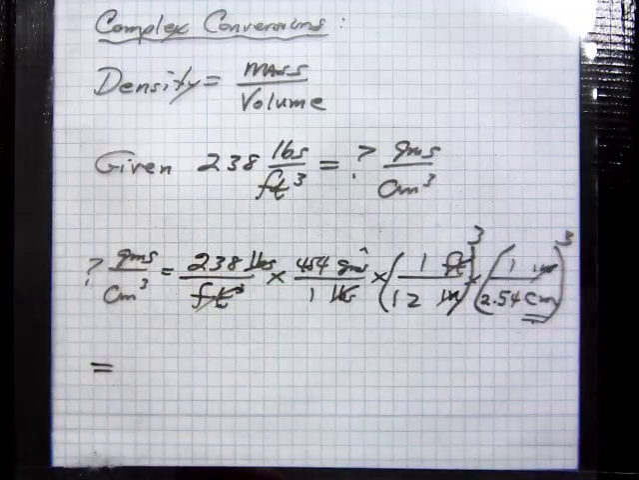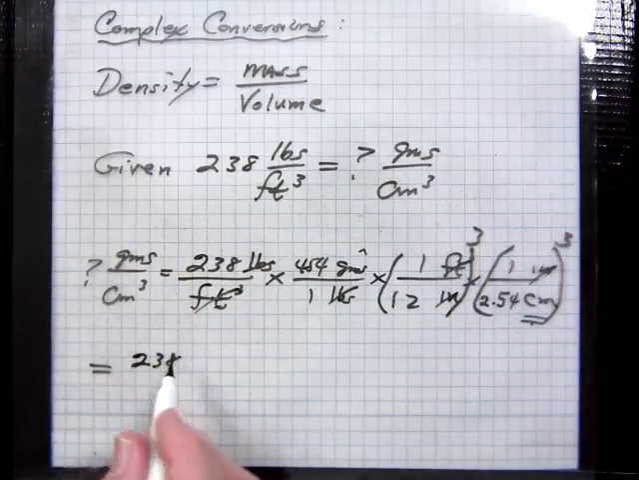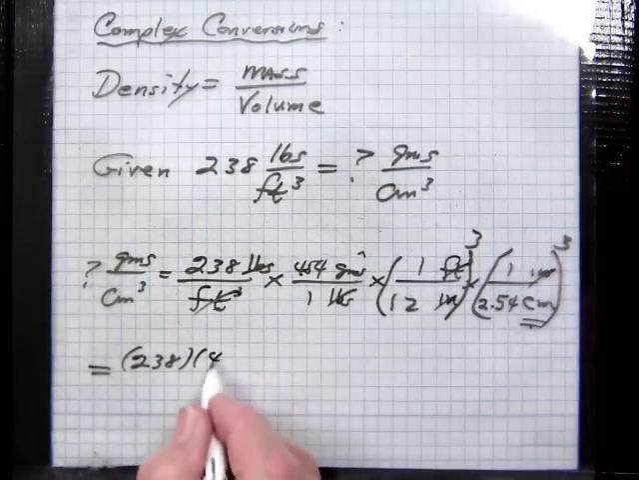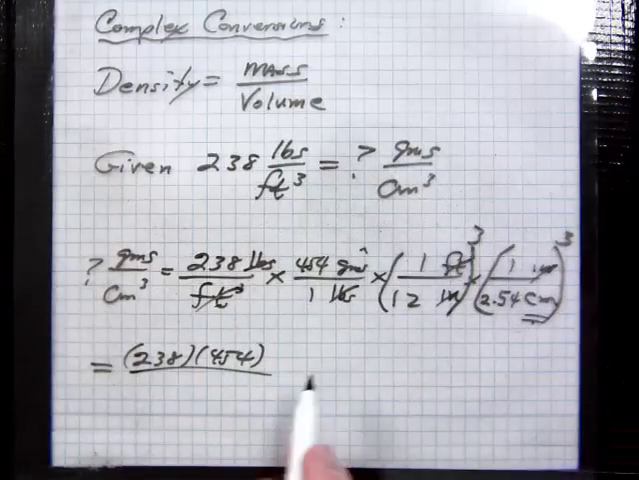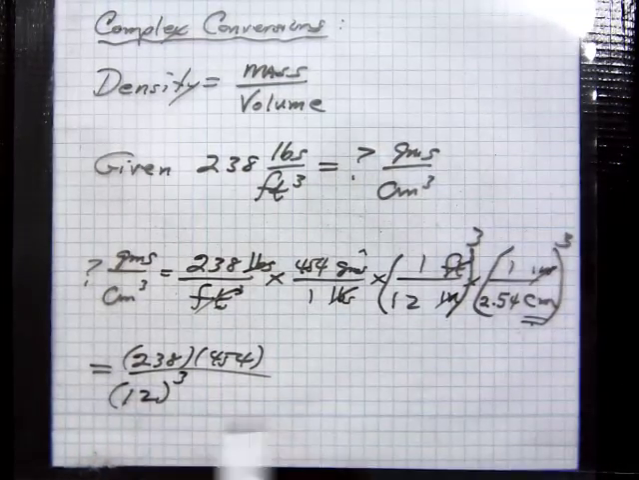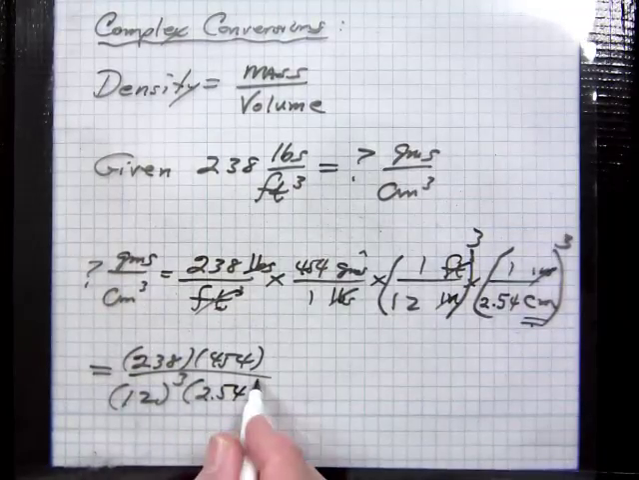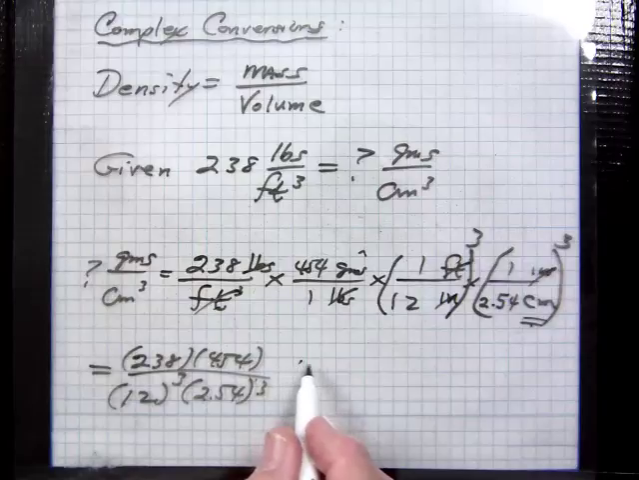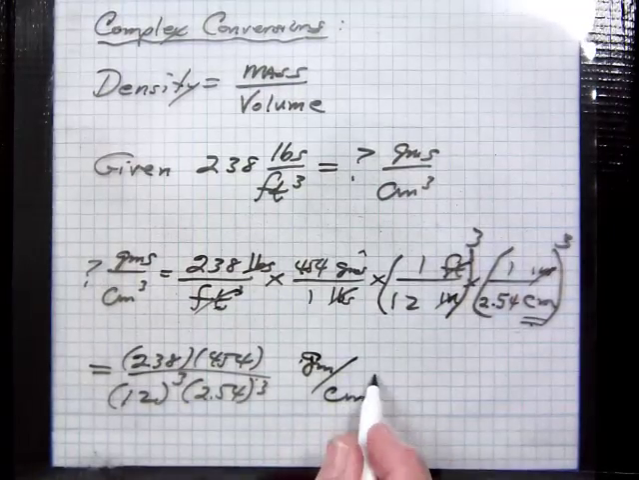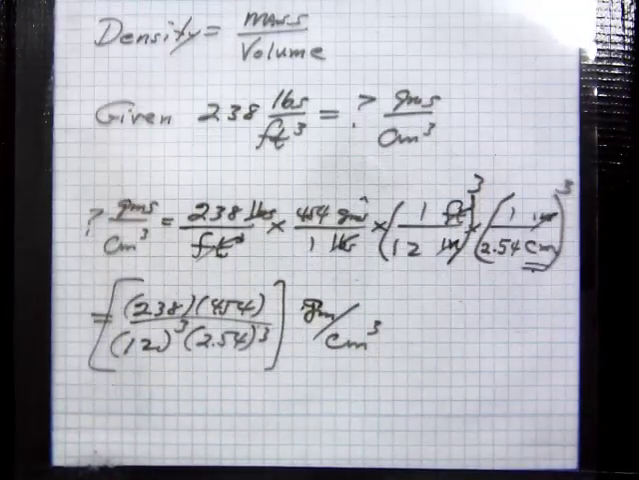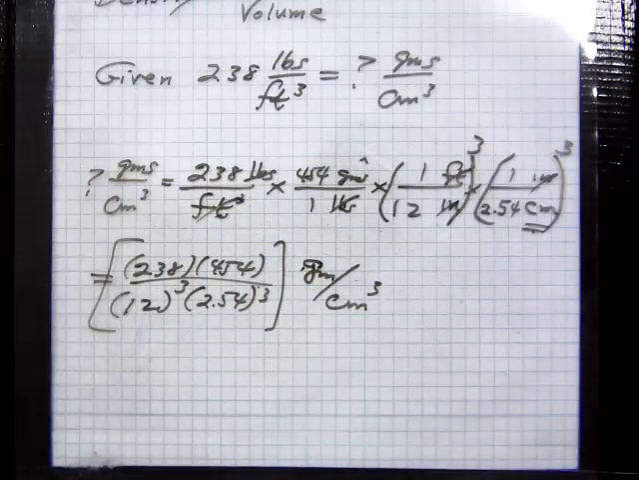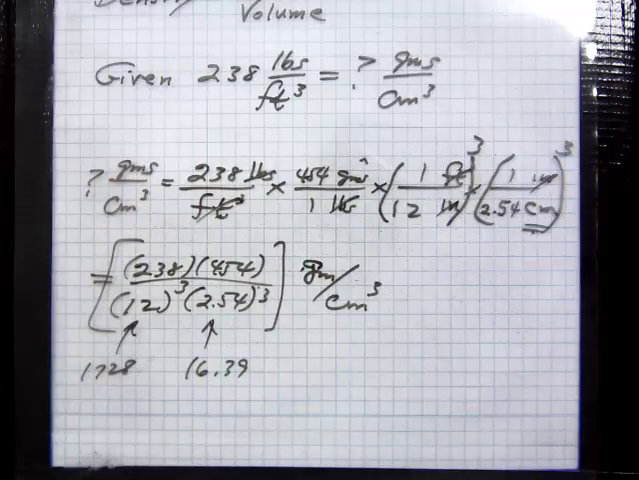And so extracting the numbers, that'd be 238 times 454, and then we have 1 cube divided by 12 cubed, 2.54 cubed, and everything's going to come out in grams per cubic centimeter. That's shown here. That's what I got. Okay. And so this times this divided by those two.